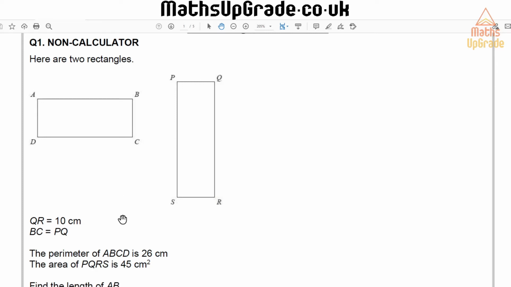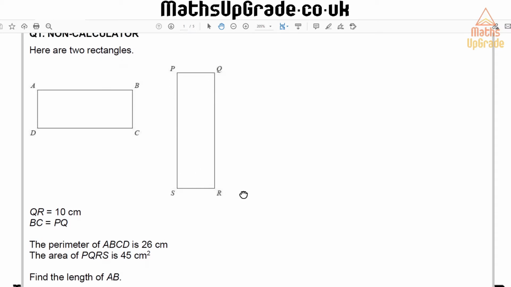PQ. I'm also told that the perimeter of ABCD, so the distance all around this shape, is 26, whereas the area, the amount of space inside this shape, is 45. I have to find the length of AB, so I have to find the length of this rectangle here. And the whole question is 4 marks.